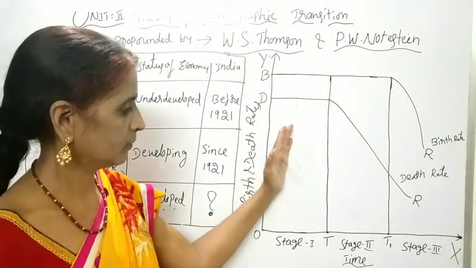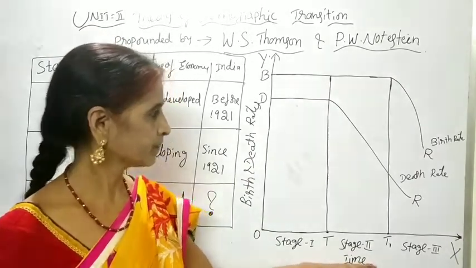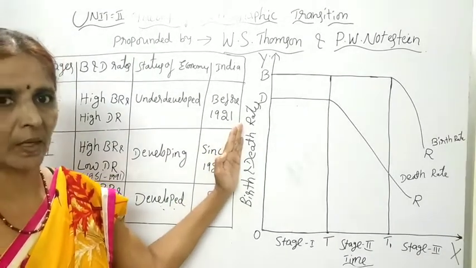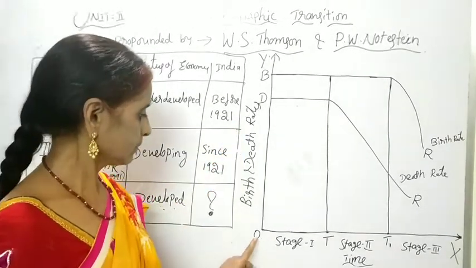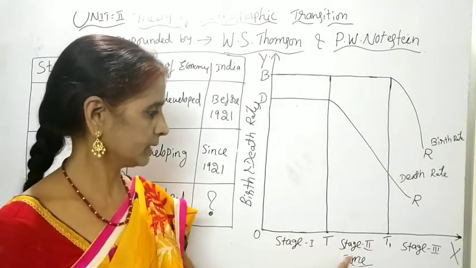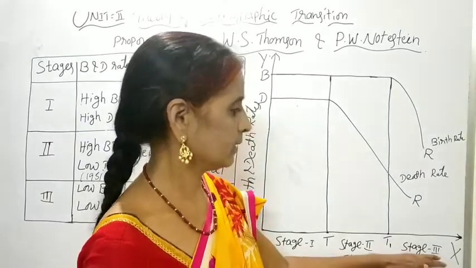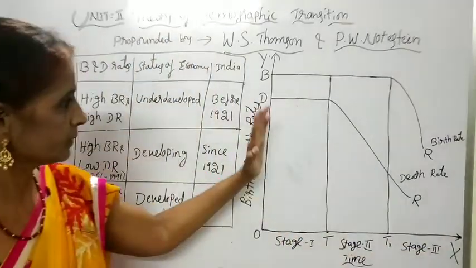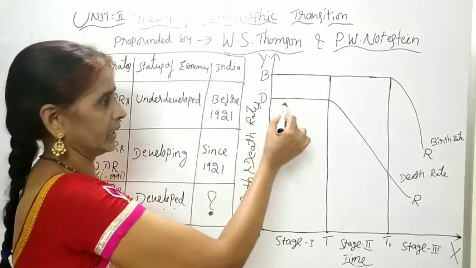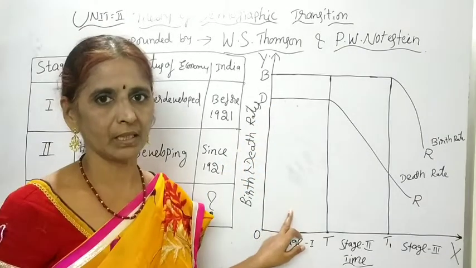In this diagram, on the x-axis, the horizontal axis, we show the time period, and on the vertical axis we show the birth and death rates in the economy. Children, from O to T, it is the first stage. T to T1, it is the second stage. And after T1, it is the third stage. In the first stage, birth and death rates are very high. Both are high in the first stage of the theory of demographic transition.